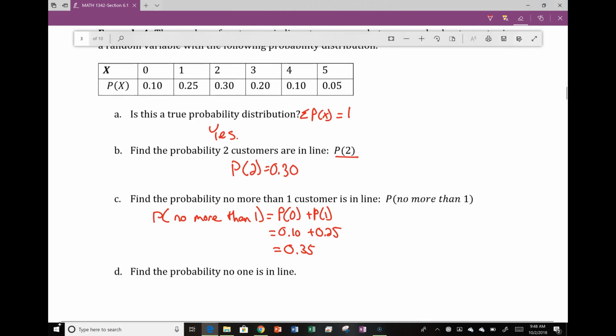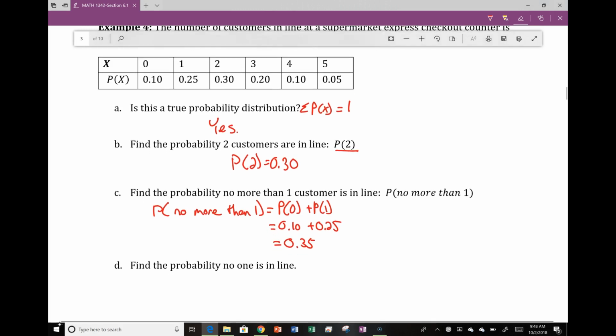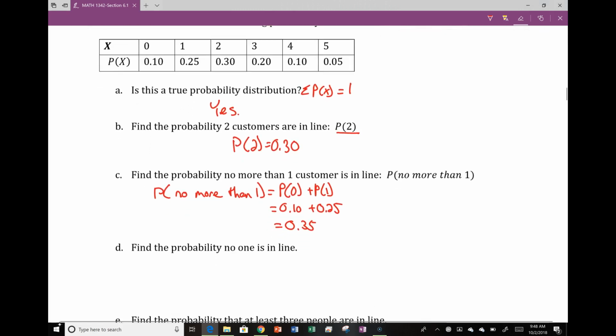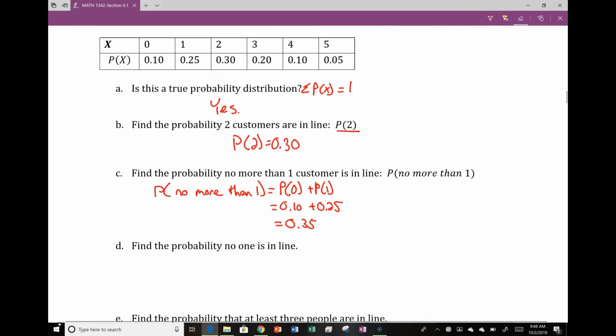Find the probability no one is in line. Well, looking at our table, no one being in line is my 0. So probability that no one is in line is the same thing as saying probability of 0, which is going to be 0.10.